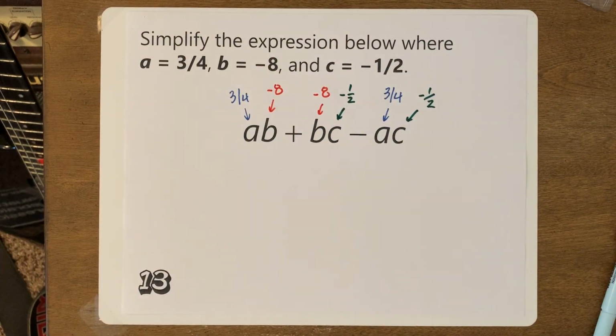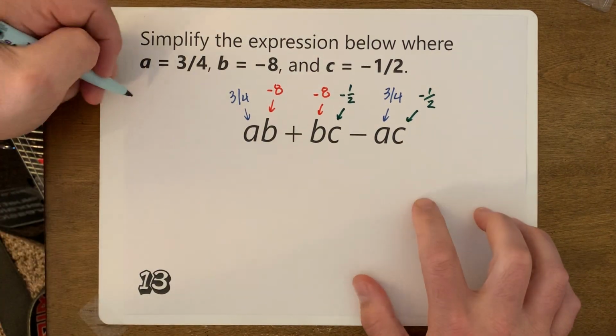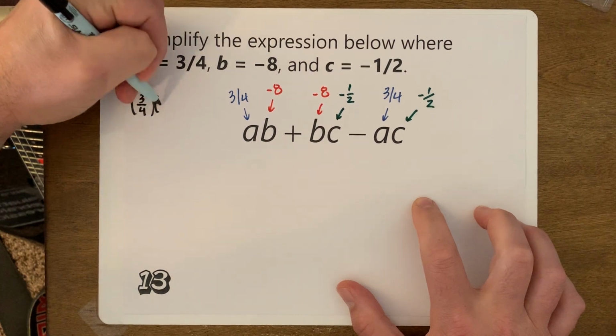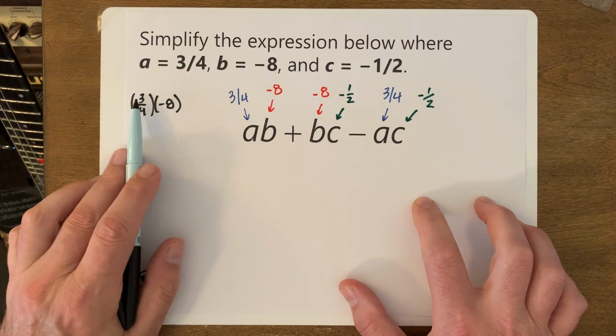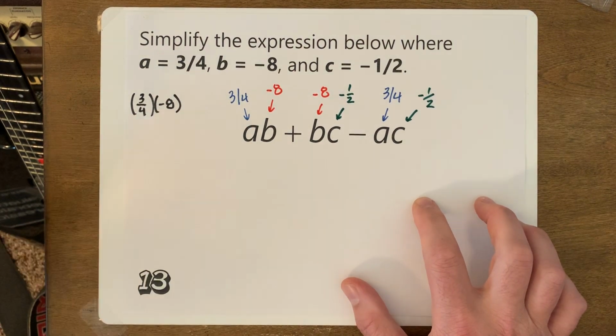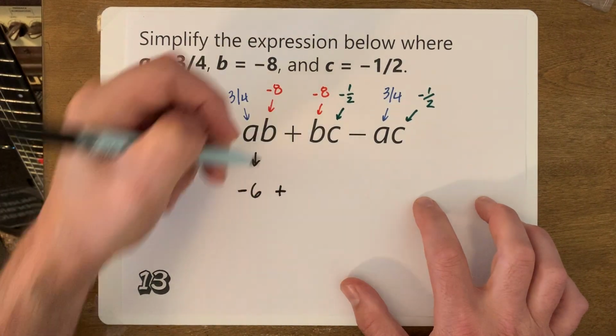All right, let's take this one kind of slow here, guys. 3/4 times negative 8. What is 3/4 times negative 8? Okay, 8 times 3 is 24. Divided by 4 would be 6, right? So all of this would be negative 6. Okay, I'm going to put a plus there.